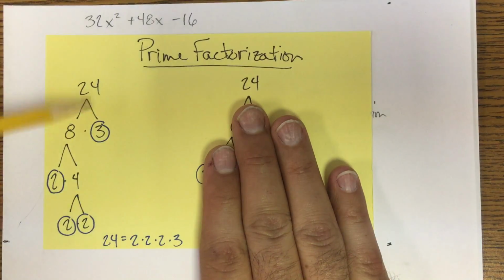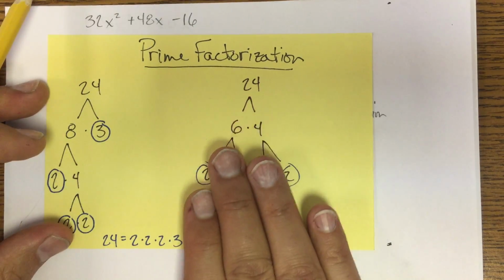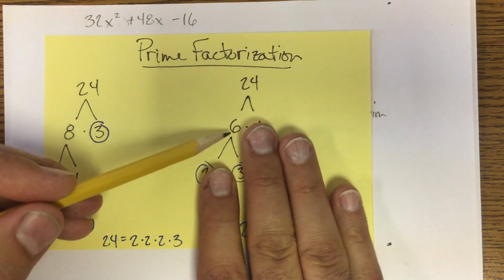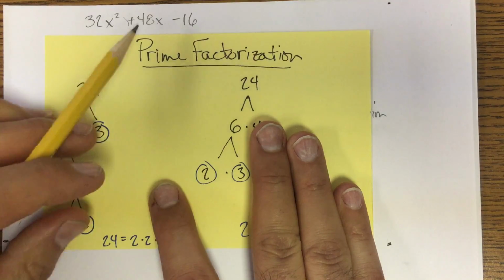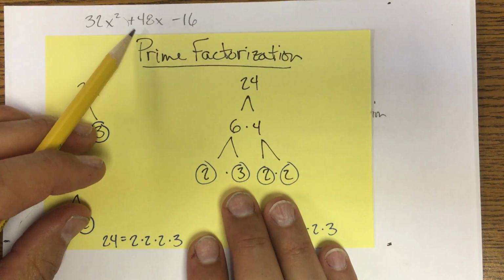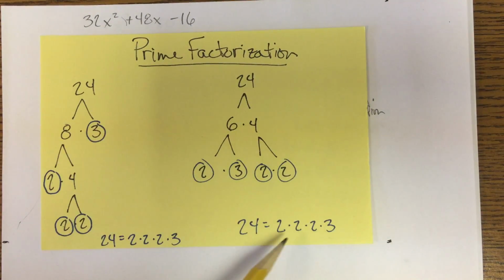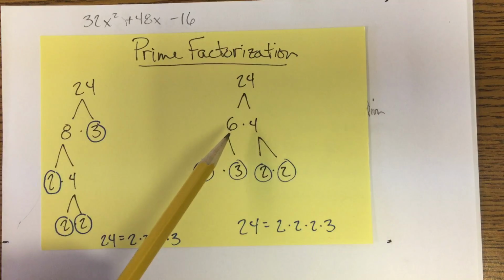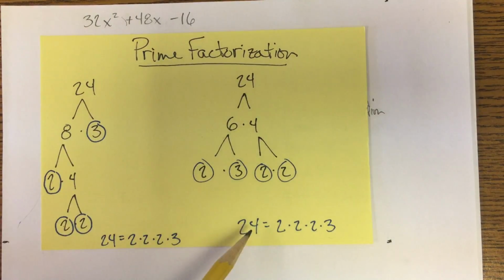So if we stick with 24, there's a lot of different ways to get 24. For instance, 6 times 4. 6 times 4 is 24. Can I break 6 down into something smaller? What can we multiply to get 6? 2 times 3. What can we multiply to get 4? 2 times 2. Oh, but look, our prime factorization is exactly the same. 2 times 2 times 2 times 3. So whatever numbers you start with, whatever your initial factors are, it doesn't really matter as long as you keep going until you get to prime numbers, and that's going to get you your prime factorization.